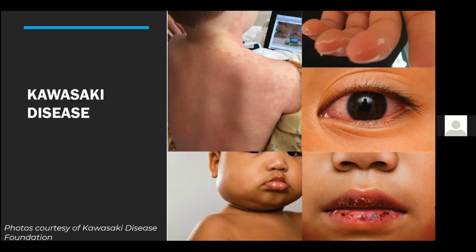And you also get evidence of mucocutaneous involvement with bilateral non-exudative conjunctivitis, erythema of the lips and oral mucosa. You can get a maculopapular rash. You can get changes on the extremities with edema of the hands and feet. And then later you can get desquamation, and you can get cervical lymphadenopathy as well. And you don't get all these findings at the same time. They sort of come and go. And that's why you need to keep this diagnosis in mind and try and put it all together.